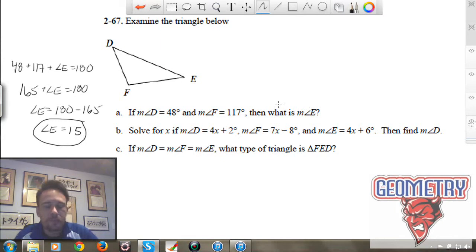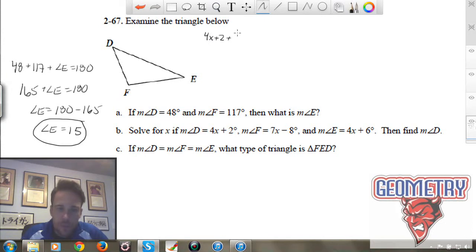That's part A. And part B says solve for x if the measure of angle D equals 4x plus 2, the measure of angle F equals 7x minus 8, and the measure of angle E is 4x plus 6. Then find the measure of angle D. Well, it's still the same thing. All three of those angles have to add up to be 180. So now we just create an equation out of that. 4x plus 2 plus 7x minus 8 plus 4x plus 6 equals 180.